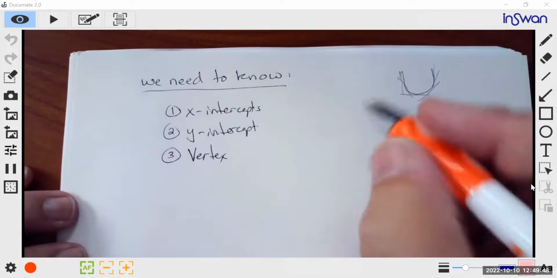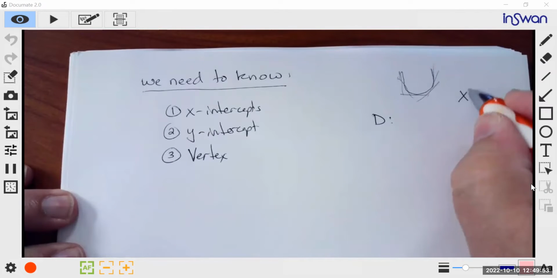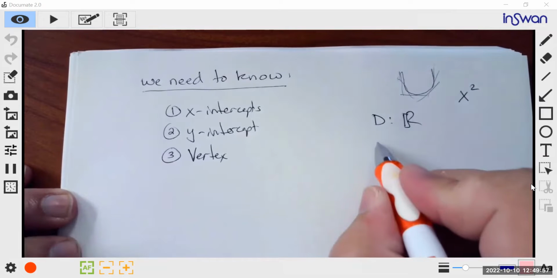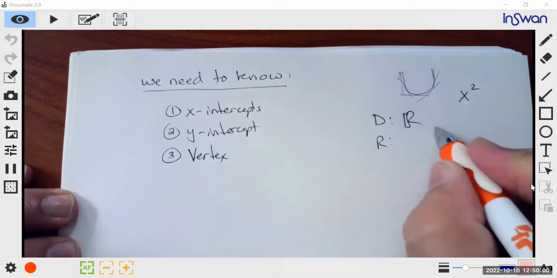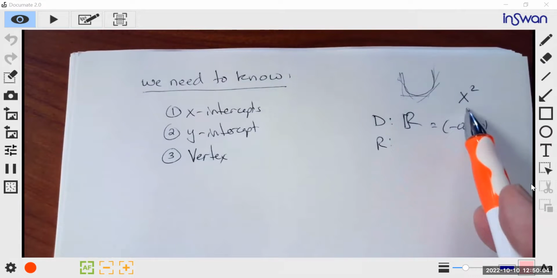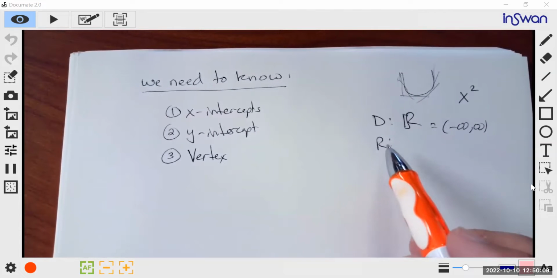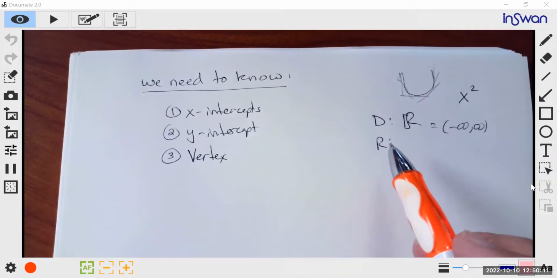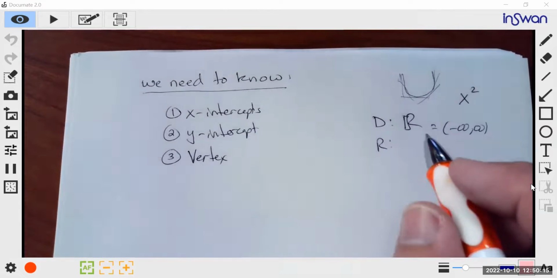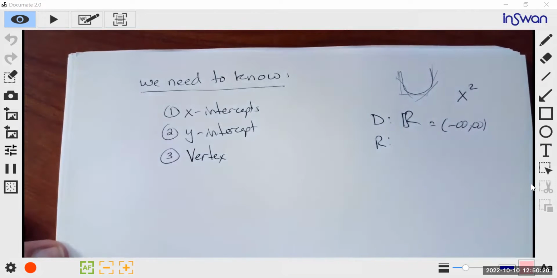The domain of any parabola is all real numbers. So it's -infinity to +infinity. That's the domain. That's because there's no restriction on x. But the range, okay, here's the cool thing. When we do the next part, well, actually, we can do it here.